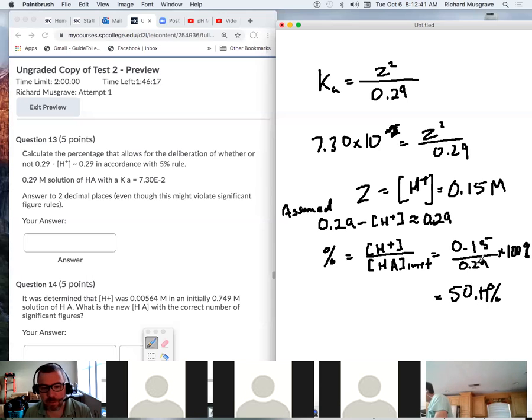Now, so what we're doing here is, remember that this is the assumption that we're making. The assumption was that 0.29 minus H plus is approximating out to 0.29. Now, that's not going to happen if H plus is a very large number. And you can see that here. If we make H plus 0.15, there's no way that you can say 0.29 minus 0.15 is going to approximate out to 0.29. And you can see that's reflected in the percentage here, which is 50.17%. Now, if it's less than 5%, then that's a valid assumption to make. But here, the assumption would be completely invalid. Does anybody have any questions?